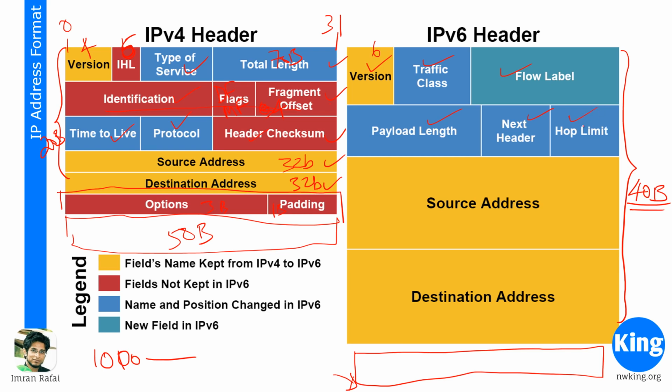Hop limit is comparable to TTL, right? And it is a loop prevention mechanism, and 128 bits for source address and 128 bits for destination address, and that's how you get 40 bytes of header for IPv6. Now, like I said, IPv6 is much simpler, so it's much more efficient for the router to make routing decisions using IPv6 headers.